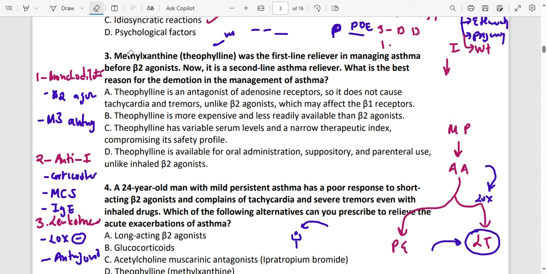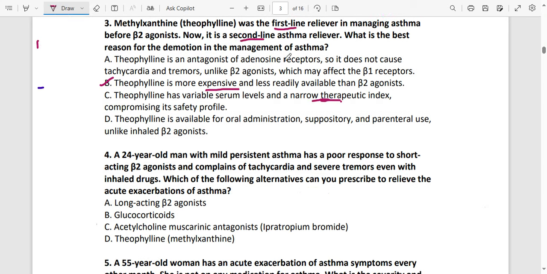So now we're talking about methylxanthines here. The bigger reason wasn't because of the narrow therapeutic index, it's because of it being expensive. I hope you get that.